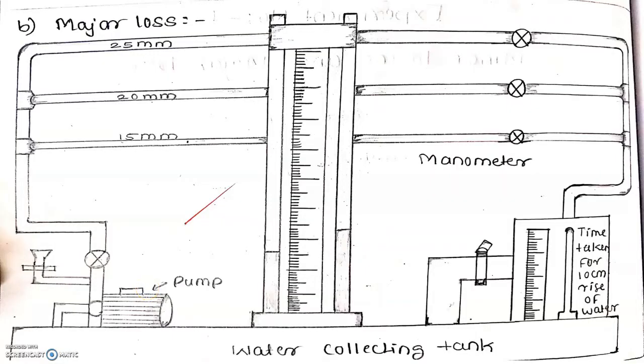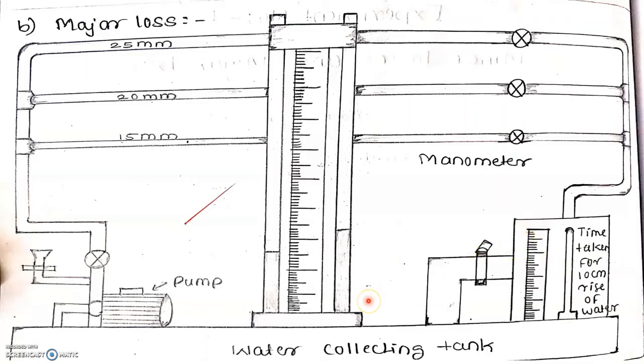As we have conducted the experiment in the laboratory, now we are going to calculate the major losses. We have seen that there are 3 sets of pipes of varying diameter. These are GI pipes, connected to a differential manometer, and we have a collection tank where we measured a 10 cm rise of water, which we used for the calculation of Q actual.